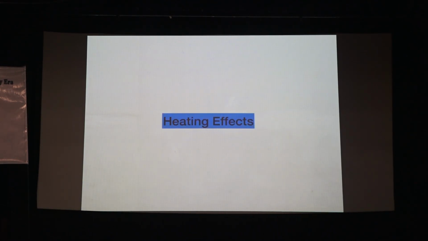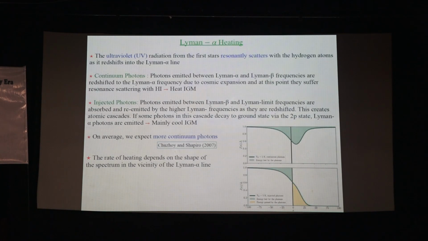Then there are heating effects. As you already know, there is X-ray heating, so I'm not going to talk about that. I'm going to talk about two more heating effects that people have incorporated in the 21 centimeter calculations. One is the Lyman alpha heating, which, as the name suggests, is caused by Lyman alpha photons.